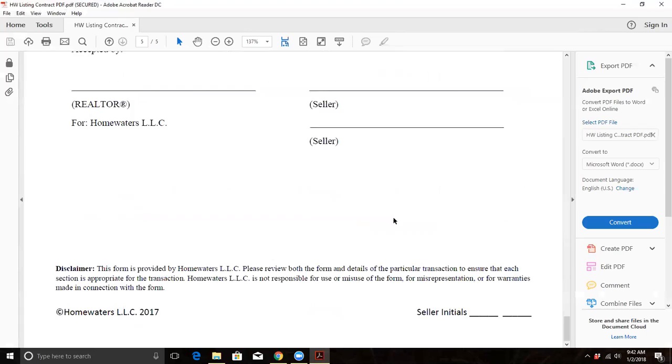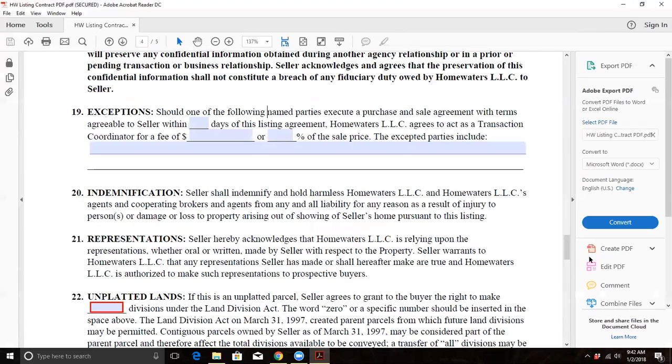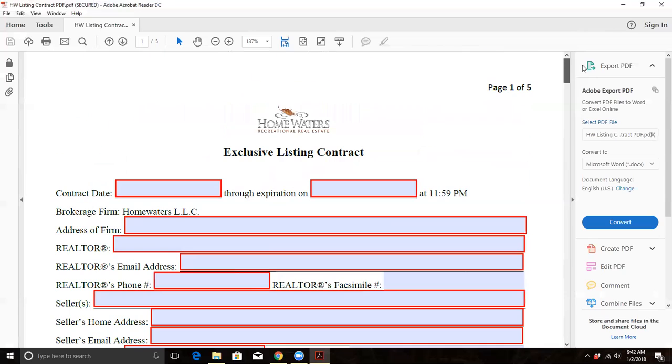All right, that is the listing agreement. Any questions or comments? Everybody still awake?